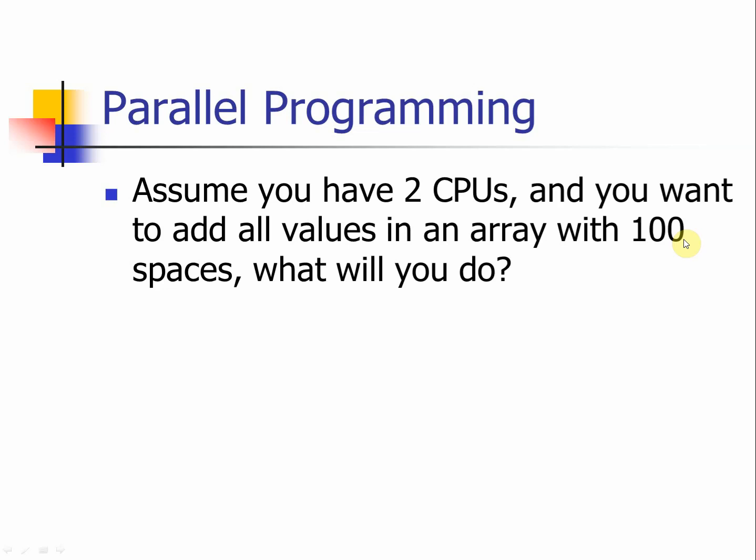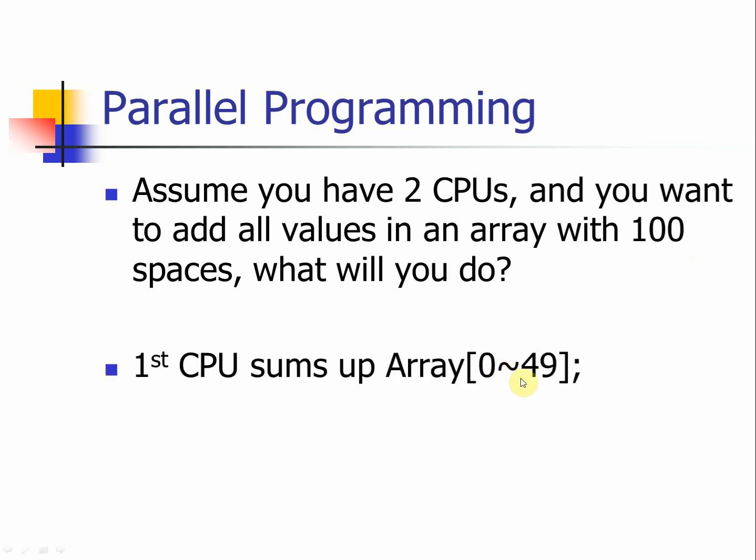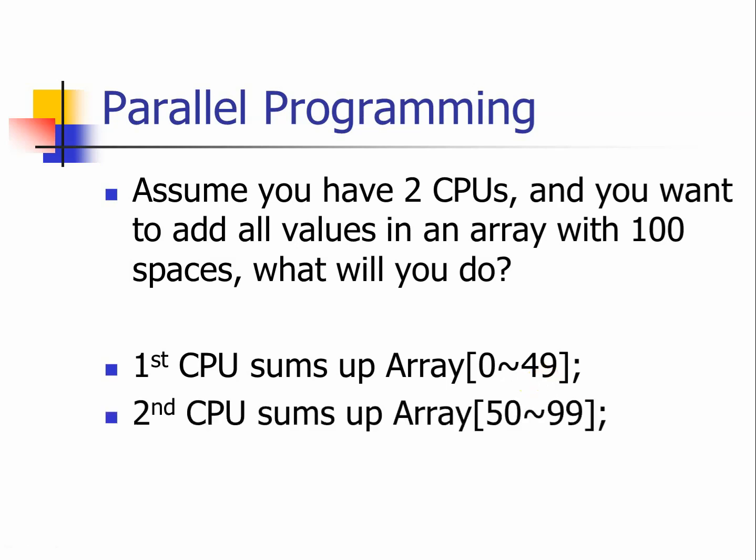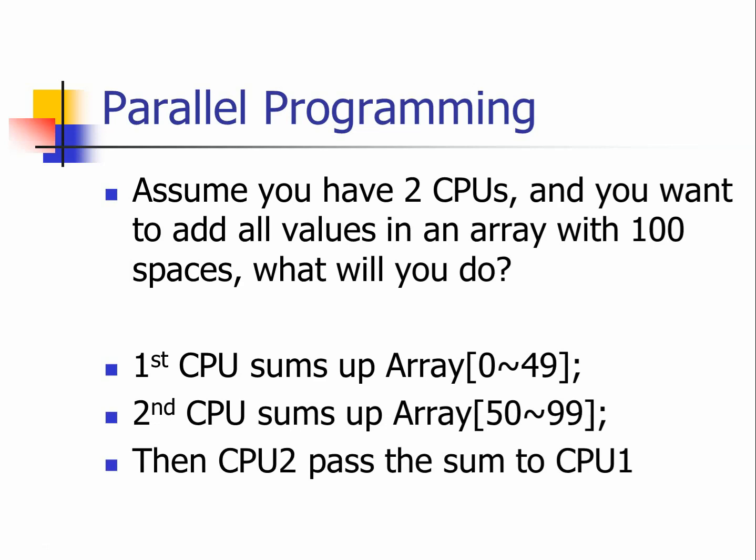But now if you have two CPUs, what will you do? Obviously, you would want to use the first CPU to add up the first half of the elements, and of course, assuming the two CPUs have the same processing powers. The first CPU will sum up all the values of the first 50, and the second CPU will sum up all the values of the second half. But that's of course not the answer, because the first CPU has only half of the elements, the other one has the other half of the elements. So the CPU2 will need to pass the sum to the first CPU.